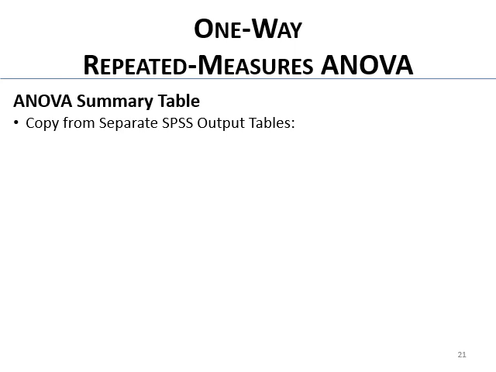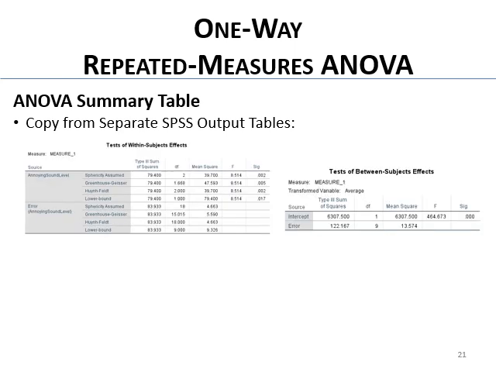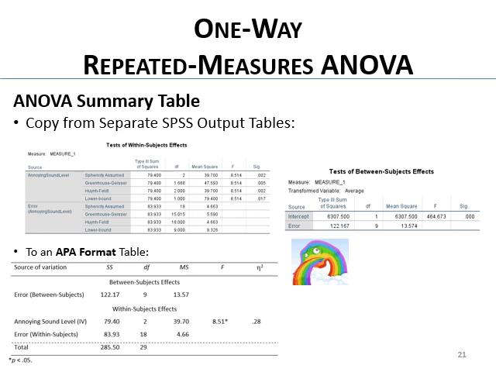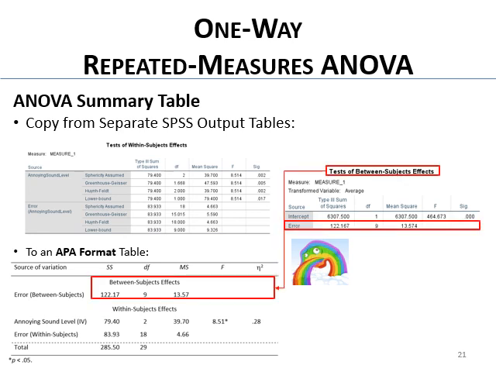So your ANOVA summary table is created by taking stuff from these 2 separate tables and putting them into a single table in your example APA write-up. So you've got to put it into this sort of format, and note this is divided into 2 sections, a between subjects section and a within subjects section. So the within subjects effects stuff goes in the within subjects effects section, between into between. And so there's your between stuff. You just copy it in like that, 122, 9, 13.57.